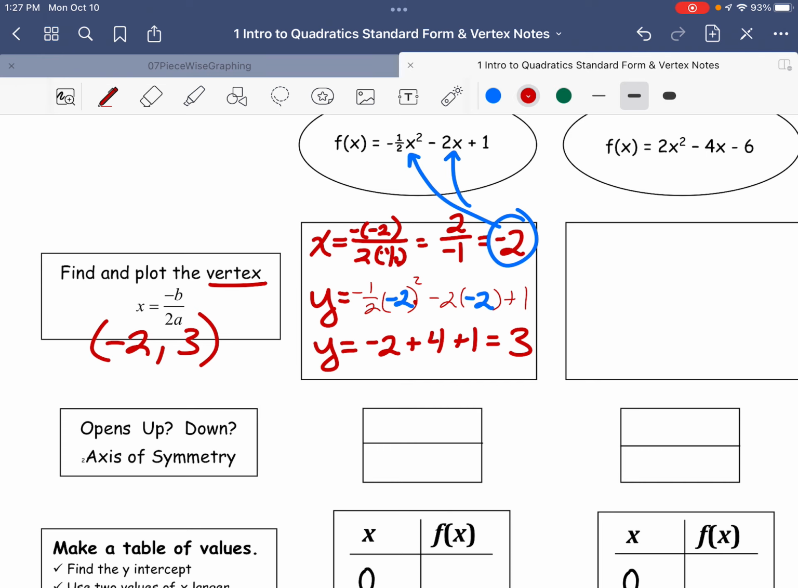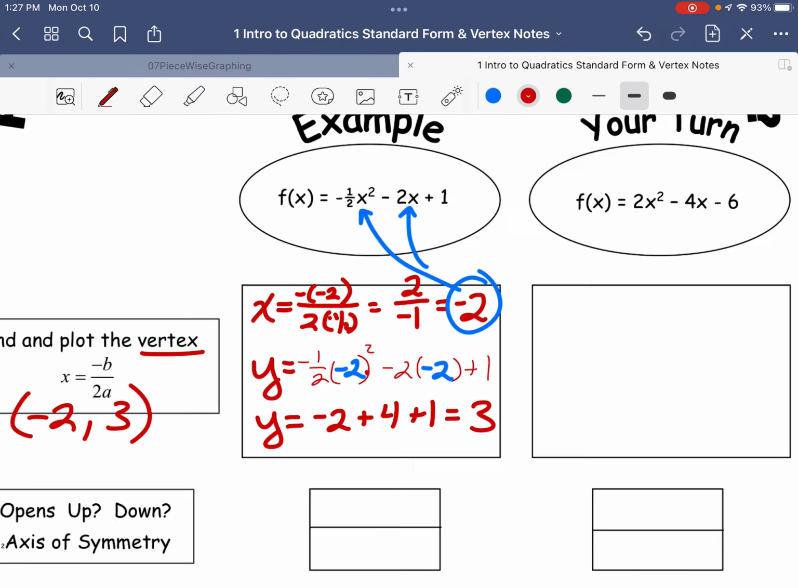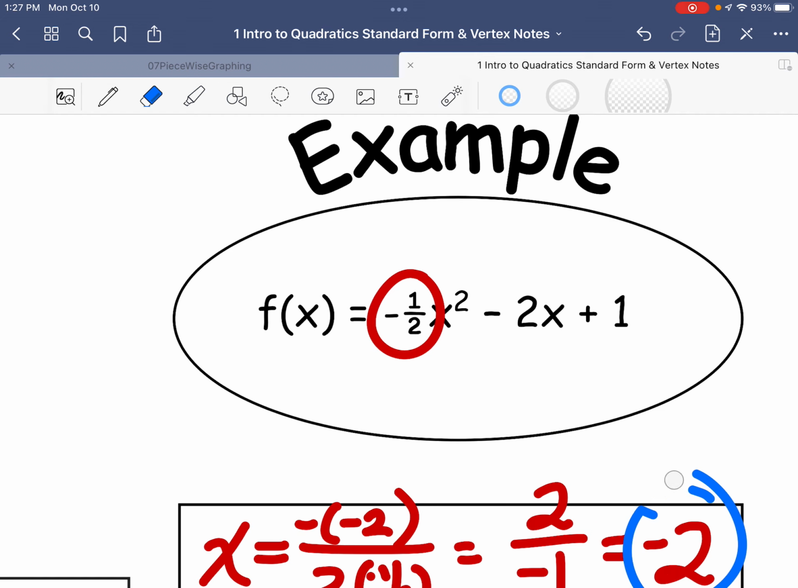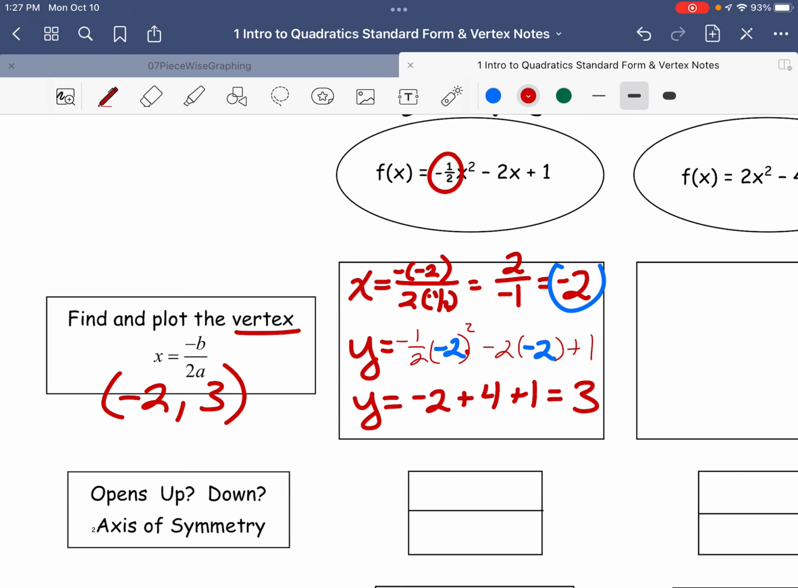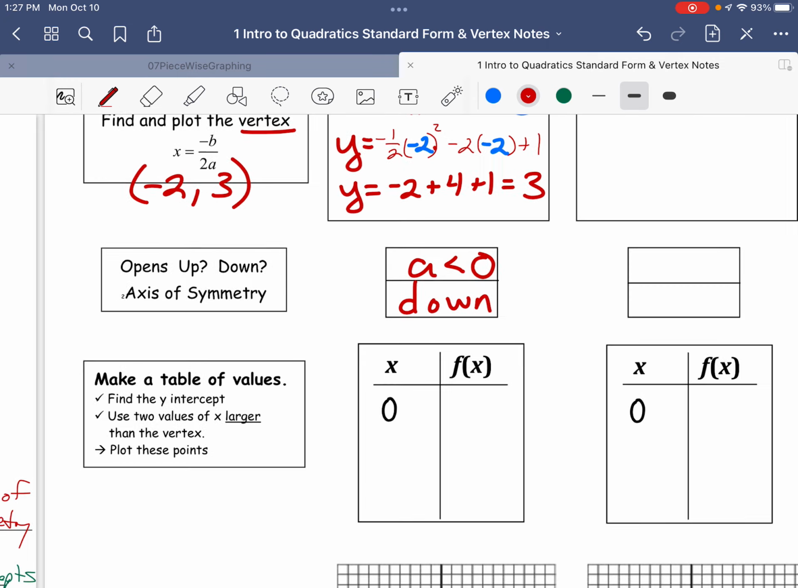Let's do a little bit more thinking, though, before we get ready to make a graph. What we can do is think about whether the parabola is going to open up or down. This parabola is going to open down because my a value, which is again that front number, is negative. So, since a is negative, my parabola is going to open down. Negative, by the way, can be represented as just being less than 0.